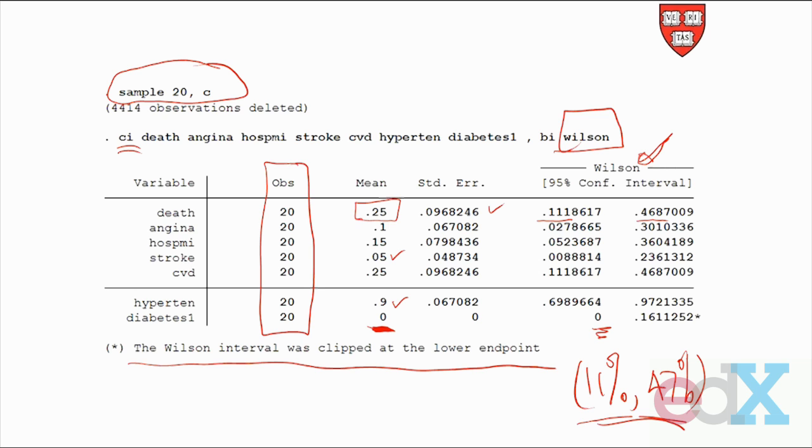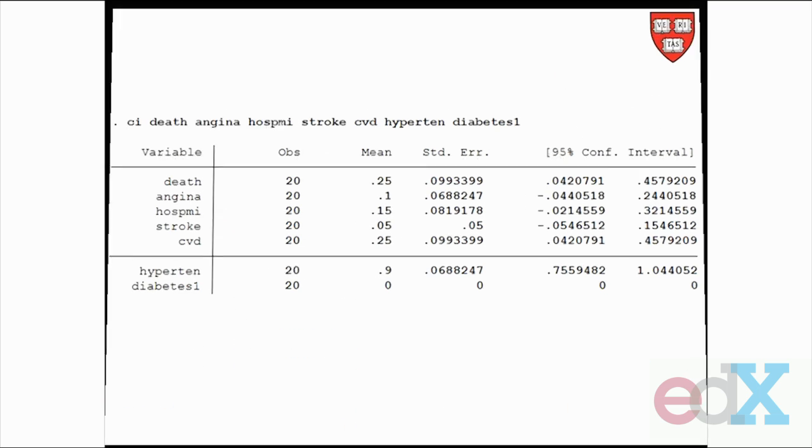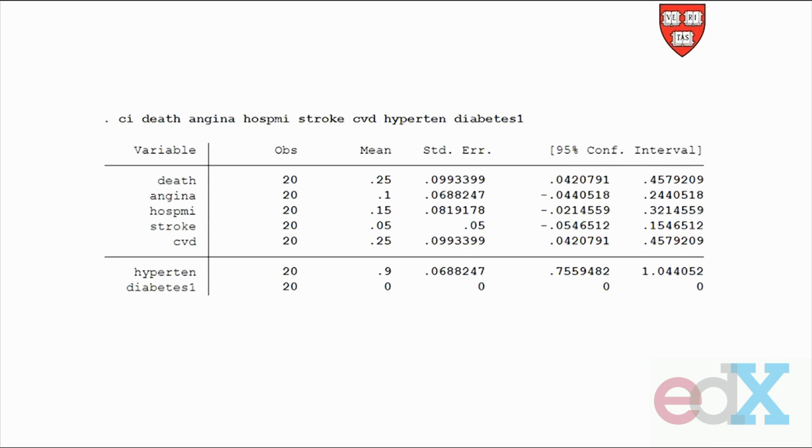Now, had we not asked for Wilson, what we would have gotten was the exact. So this is the default. I didn't ask for anything, so there's nothing here. So the default is to get the exact. Now, this is a bit of a misnomer, exact. It's a sales pitch so that it makes it sound more precise than it really is. It isn't exact. It uses the binomial distribution instead of the asymptotic normal approximation.